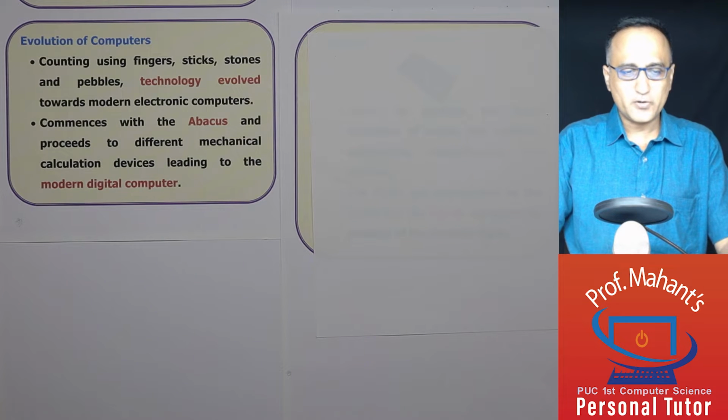In this session, we're going to talk about the evolution of computers, in the sense of how did we start from counting using fingers, toes, sticks, and pebbles, and how did we come to the modern digital computers? So, we first start with the abacus, go towards Napier's bone, slide rule, and so on.